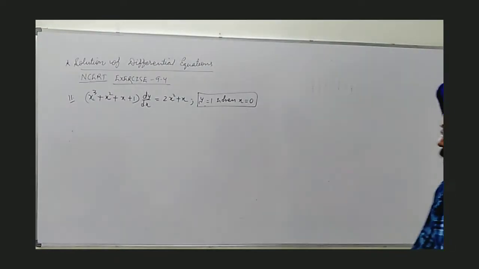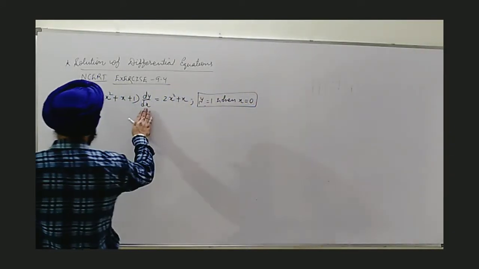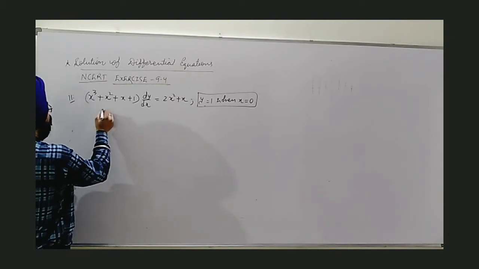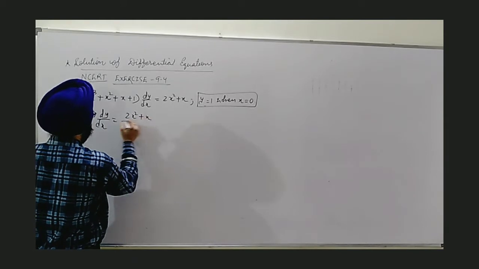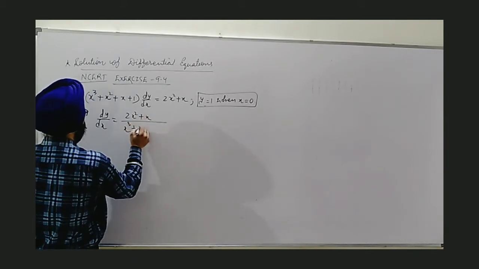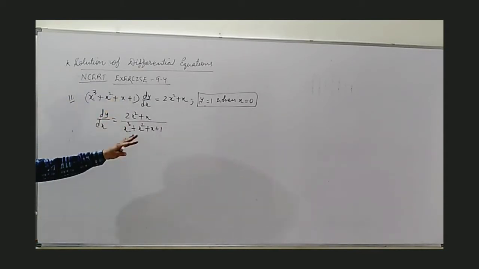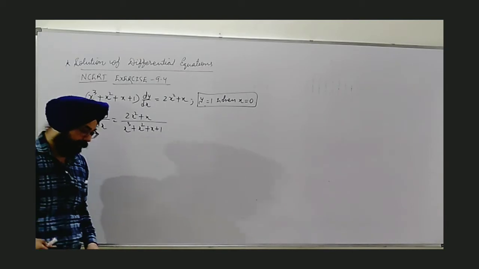Here the next question we have taken as question number 11. Again dy by dx is kept separately. If I find its value, dy by dx equals 2x square plus x upon x cube plus x square plus x plus 1, a big function in terms of x only. So obviously dx will be shifted right inside.